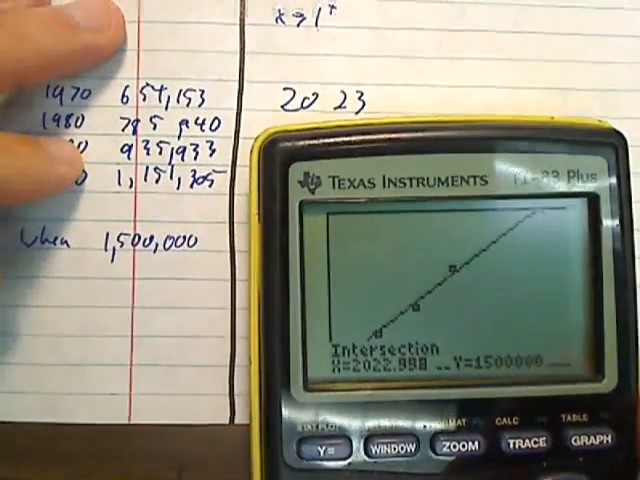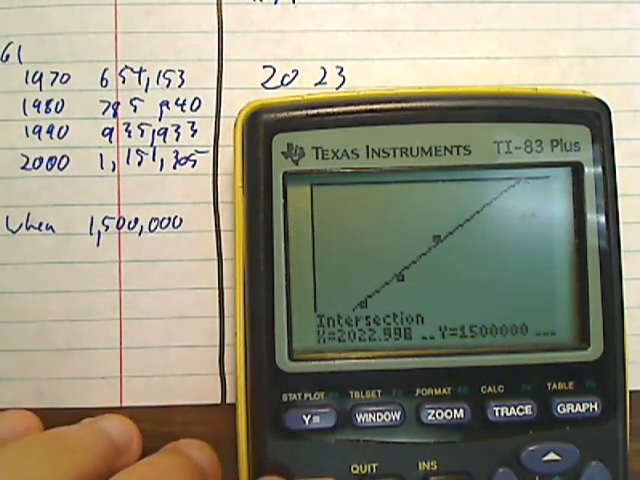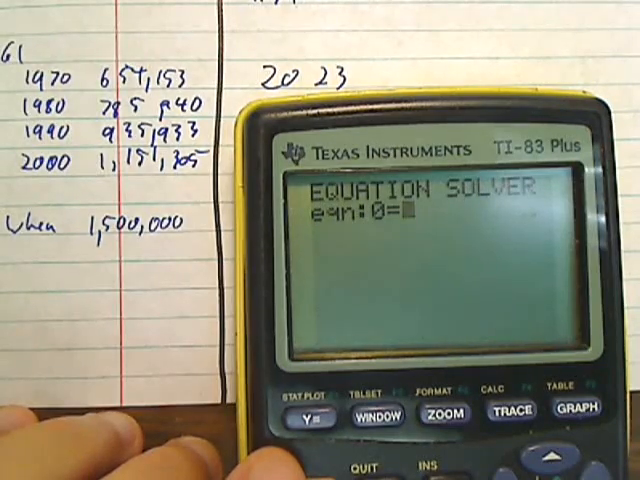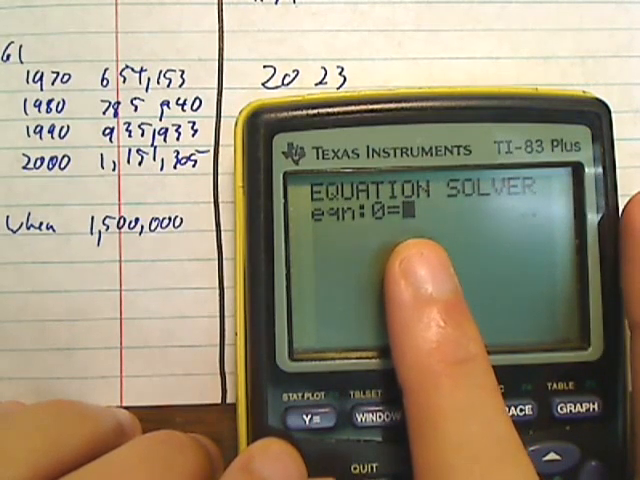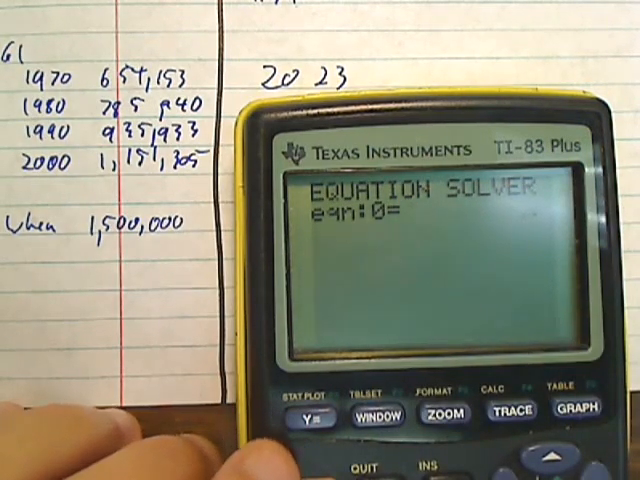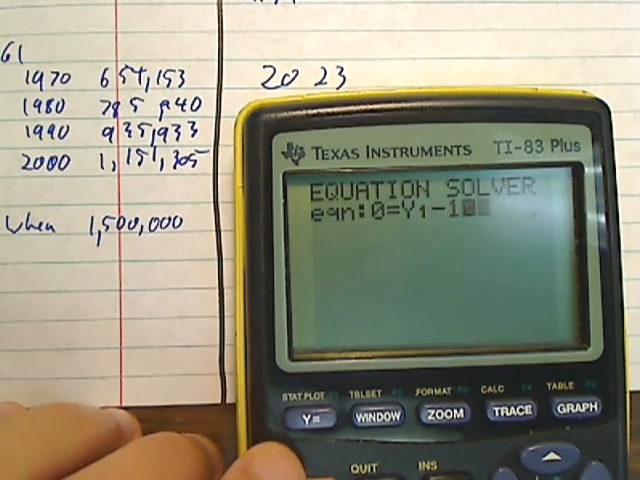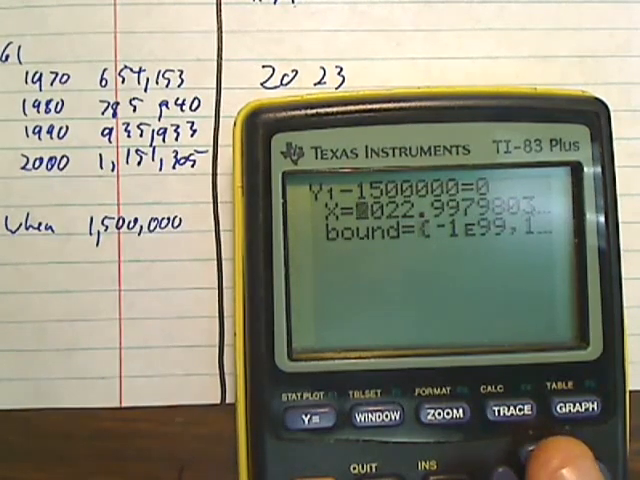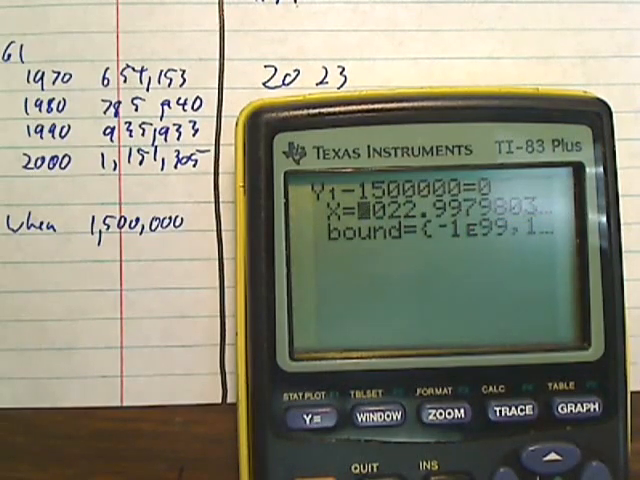Let me show you a different way to solve the same problem using the solver. It'll just take a second. Math, down to solver. I want to set it to 0, it always has to be 0 equals. I want to know when y1 equals 1.5 million. So I want 0 to equal function y1 minus 1,500,000. Okay, so there's my equation. And look, the calculator had x from the other problem, so it kept the x in there.